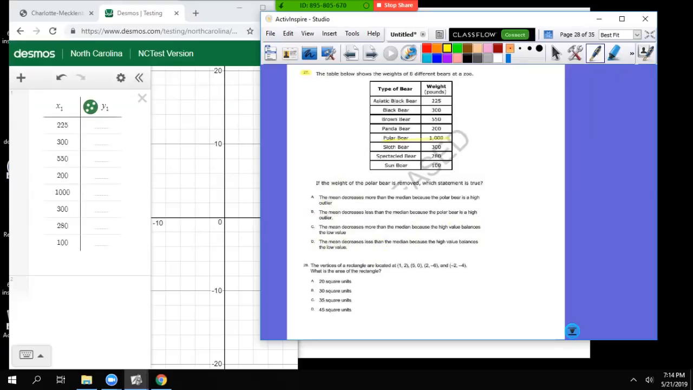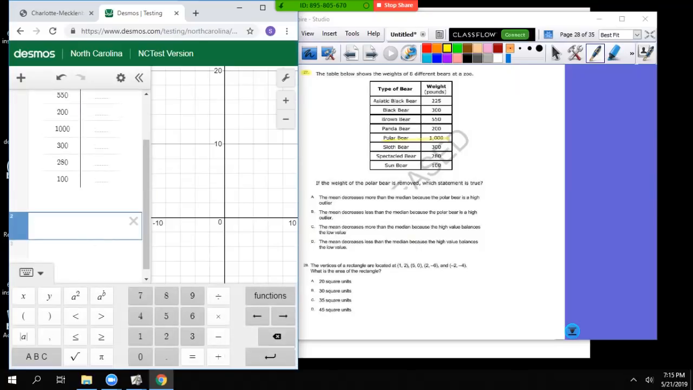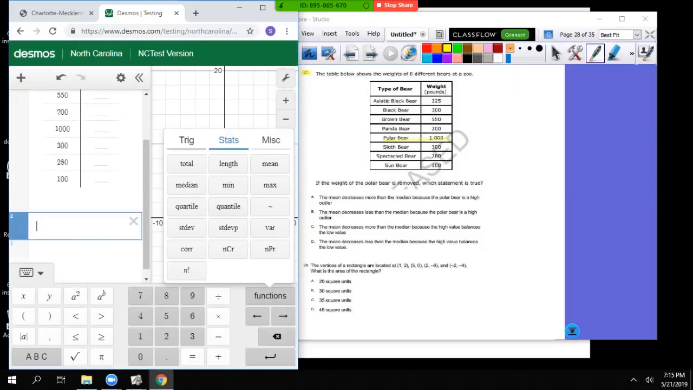So if every single answer choice asks about the mean and median, guess what? I need to create a table by going to plus table and then entering in all the values that I see. Because I only have weight in pounds, I'm just going to enter in information in x of 1. Okay, it all talks about mean and median, so I'm going to go ahead and calculate that. Remember, I'm going to click on my next empty space. I'm going to show the keypad, click function. Normally trig will be highlighted, but you need to go to stats, then mean, okay?